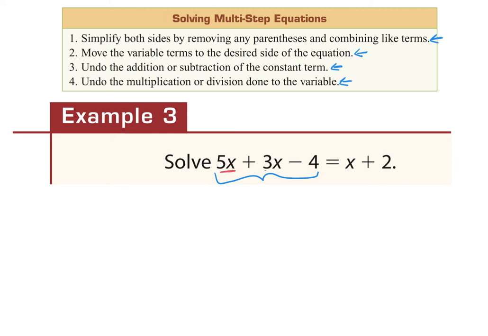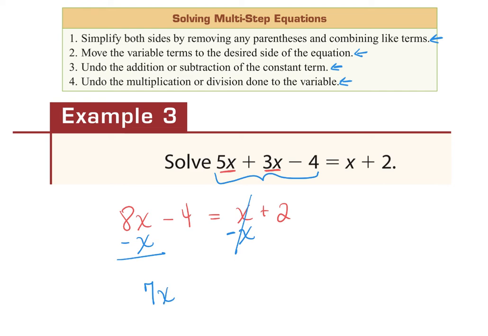We have like terms. How many x's do we have? 5 and 3. We have 8 x's minus 4 equals x plus 2. We have simplified those as much as we can. All right. Now I'm going to move my variables. I'm going to choose to move these over to the left. So that means I subtract that x here. I have to subtract it here. It has to cancel out. Whatever you do to it, it has to cancel. 8 minus 1 gave me 7.